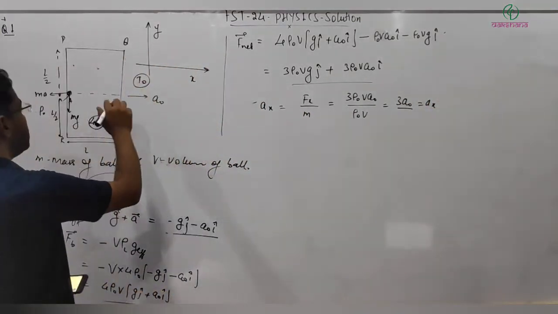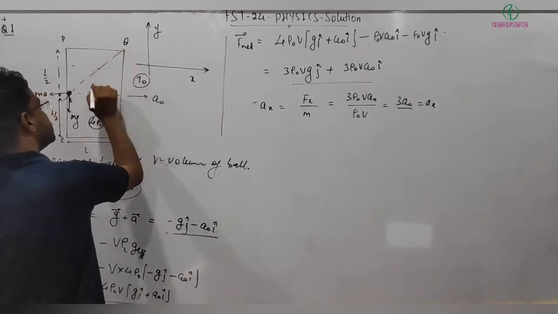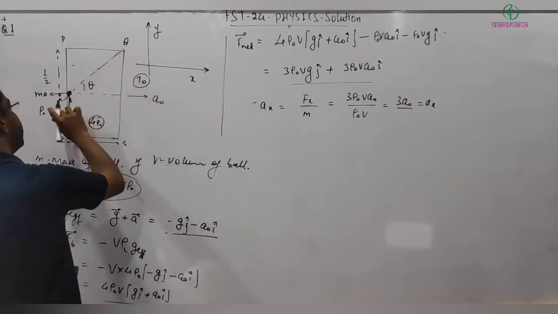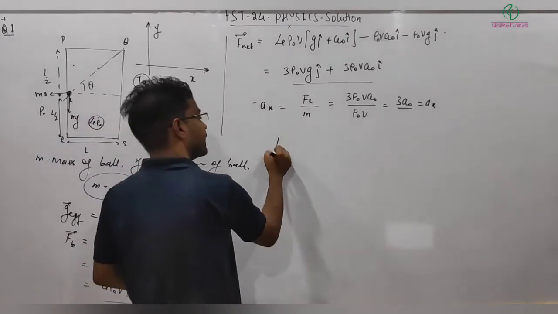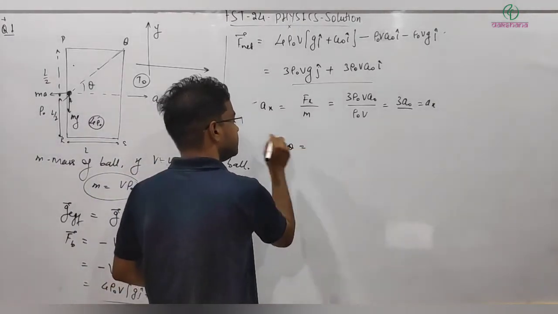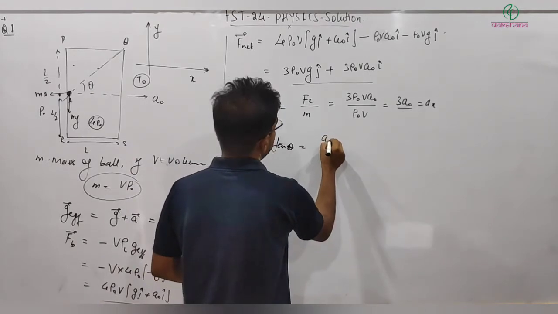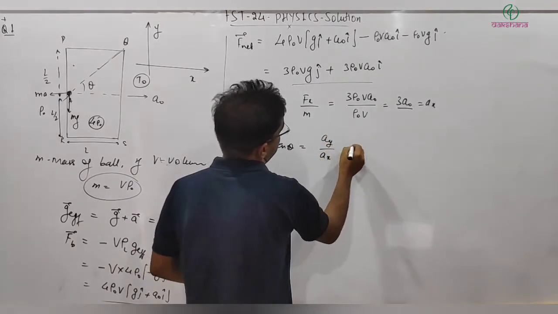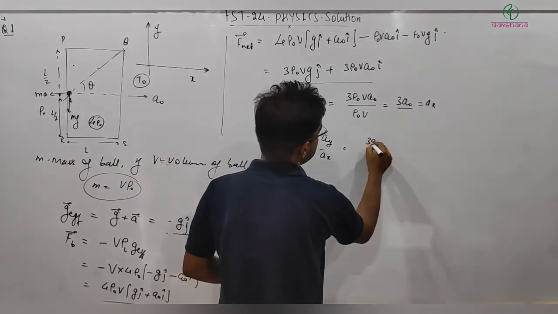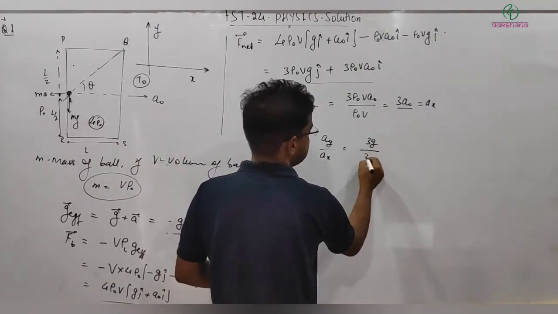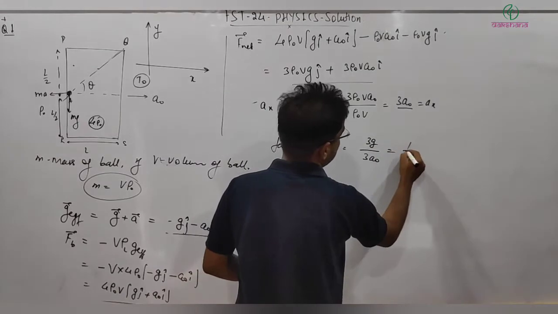And we want the ball to hit exactly at point Q, so the motion should be along this straight line, that is AQ. Based on that I can write tan theta is equal to AY divided by AX. In the same way, AY is equal to 3g divided by AX, which is 3 a naught, and that should be equal to what?